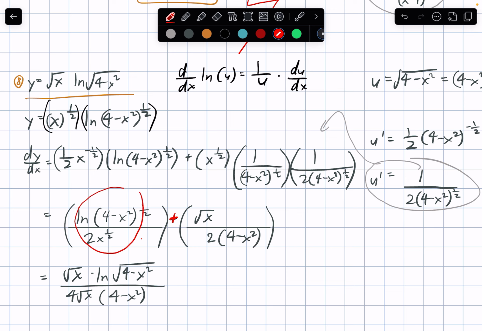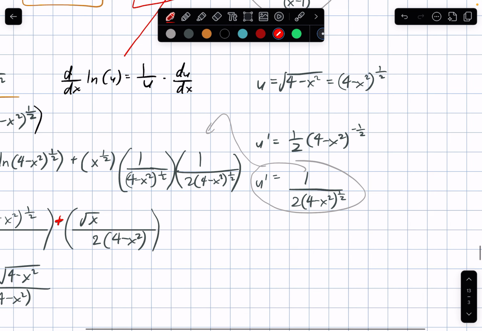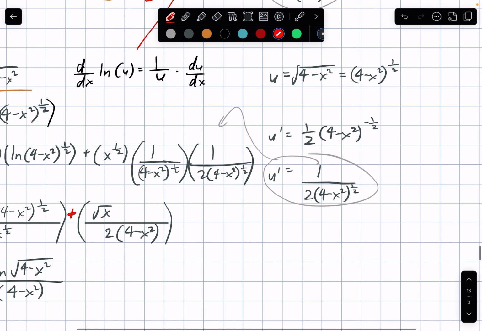Okay, so far this part is okay. That's correct. The other side, not really. What's going on? I always keep getting this mistake.